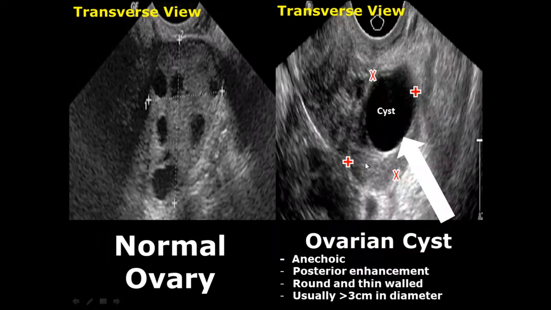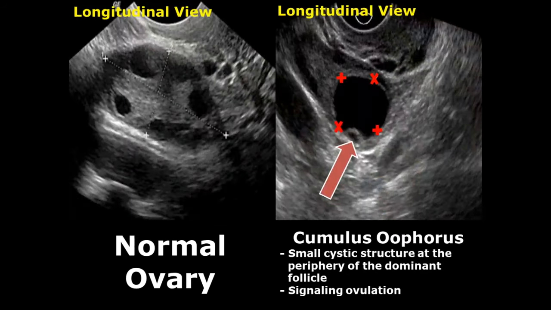Starting off with the first case, ovarian cyst. These are anechoic, rounded, thin-walled, with posterior enhancement, and they are usually more than 3 centimeters in diameter. Cumulus oophorus is a small cystic structure at the periphery of the dominant follicle, and it is a sign of ovulation.